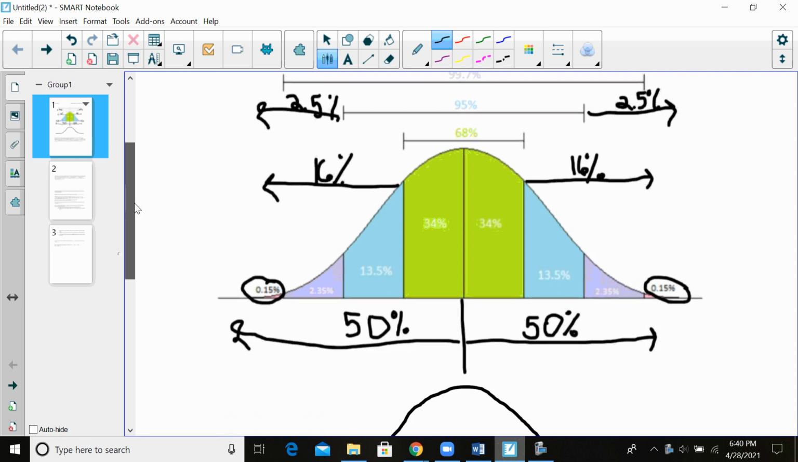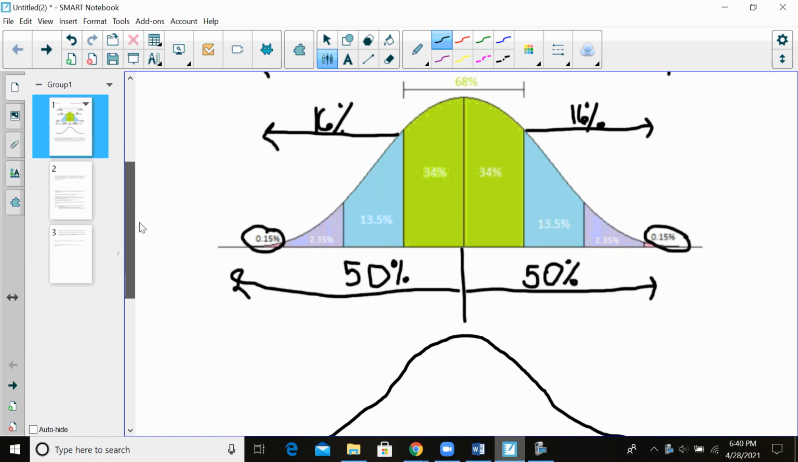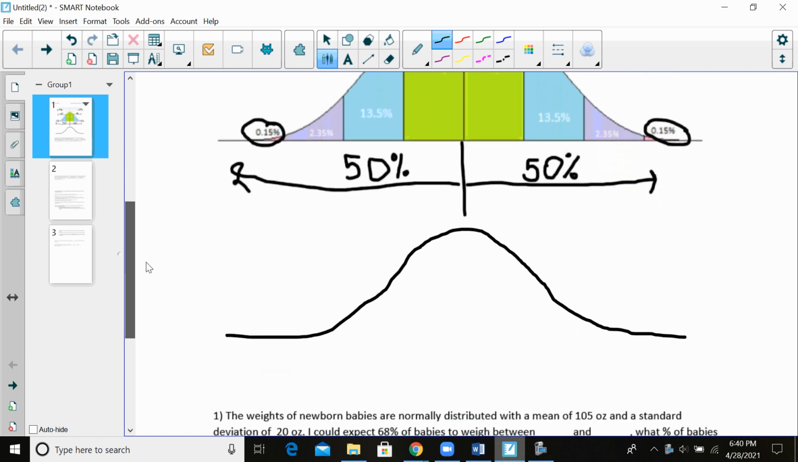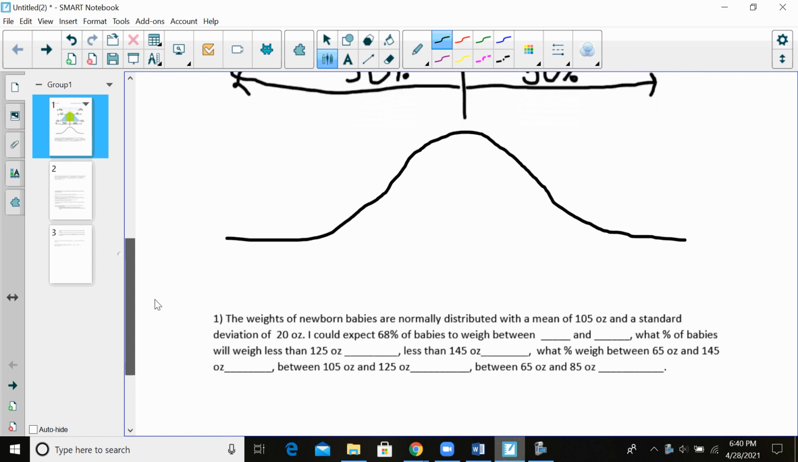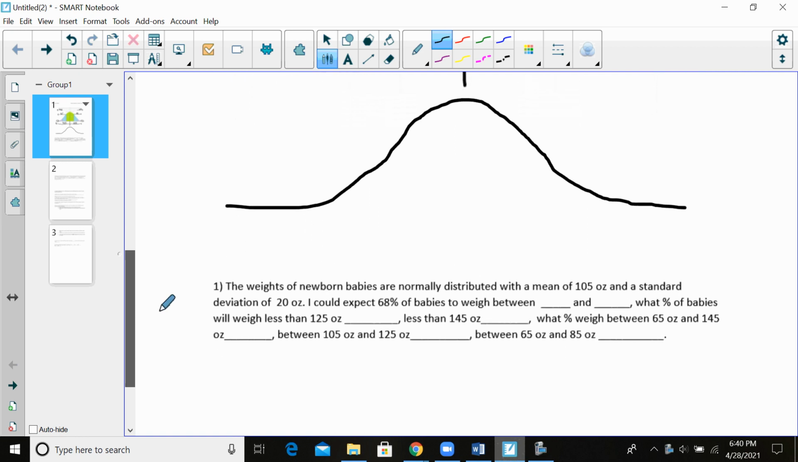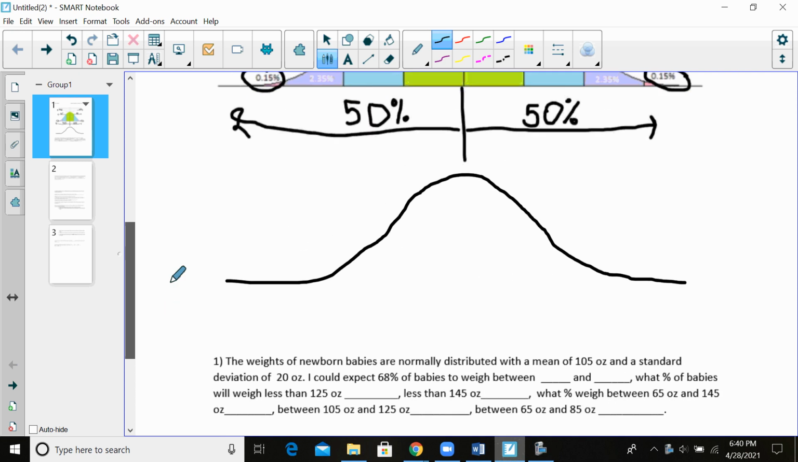So in the first example, and sorry, I didn't leave you a lot of space. I actually just spaced this document out for the purpose of my demonstration. But anyway, in number one, you probably do have enough room at the top of the paper. Draw yourself a normal curve. All right, and this is how you label your normal curve. You're always going to be given the mean.